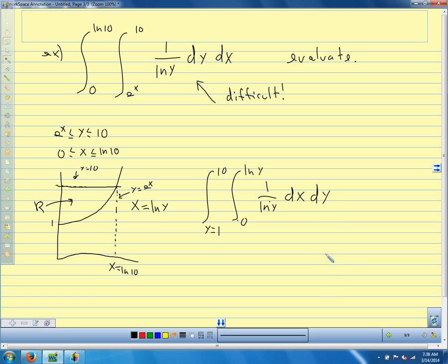Look how beautiful this is. What happens when I evaluate this integral with respect to x? I just get x over the natural log of y, evaluated from 0 to natural log y. And I just end up with 1. So this equals the integral from 1 to 10 of dy, which equals 9. Isn't that nice?